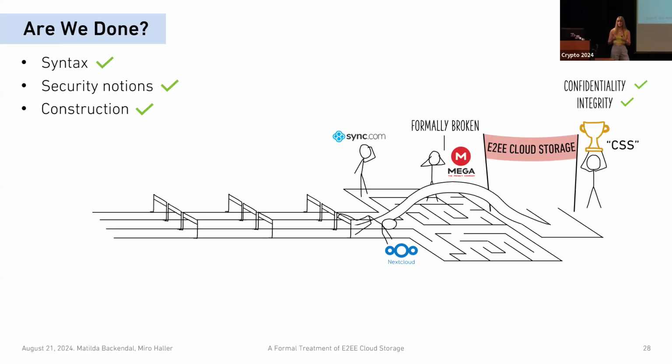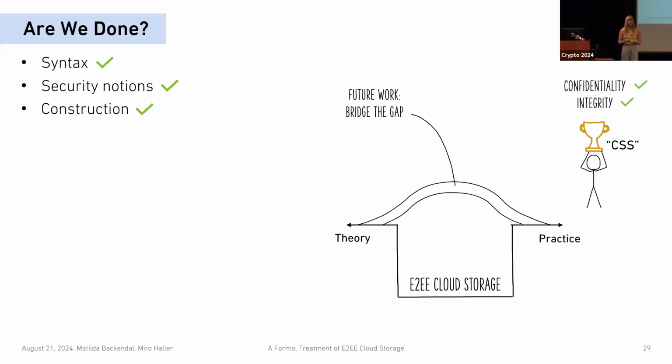Okay, so let's recap again. We now have syntax, security notions, and a provably secure construction. So are we done now? Well, unfortunately not. At this stage, CSS is just a theoretical construction. We still don't have an implementation or a deployment. So there's still a lot of work to be done to bridge the gap between theory and practice for end-to-end encrypted cloud storage. And we actually need help from both sides.